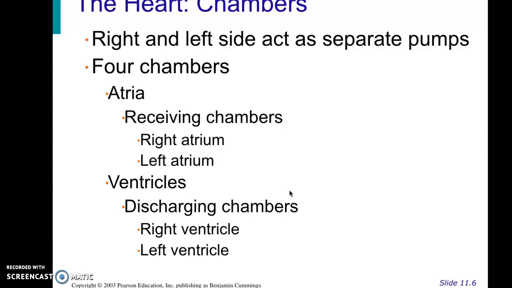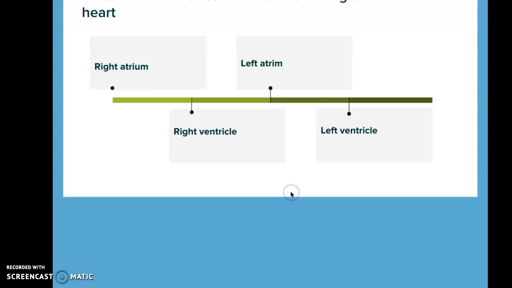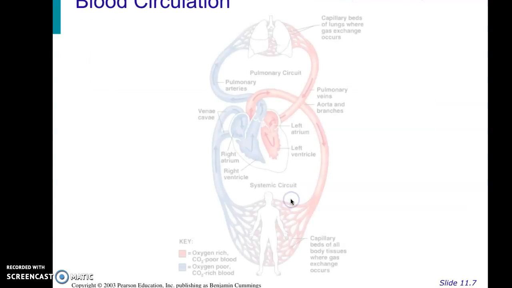The ventricles are the discharging chambers. The right ventricle is not as large as the left ventricle because the right ventricle only has to pump from the heart to the lungs, whereas the left ventricle has to pump the blood with enough force to go throughout the entire body. So that has you write down the functions.